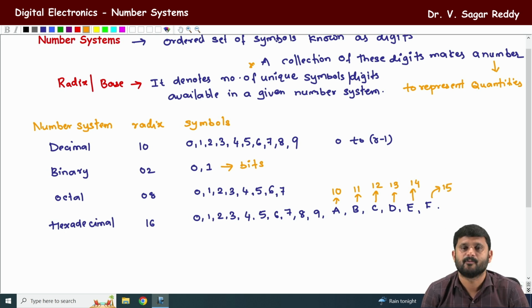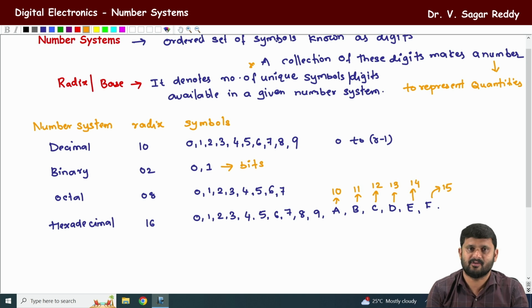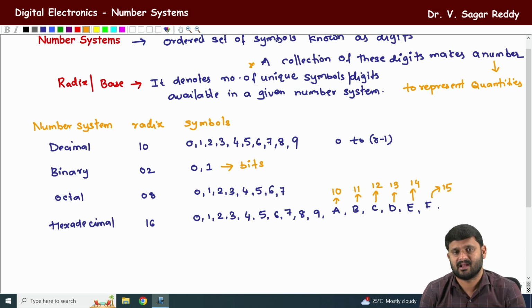So 0 to 15. In this digital electronics course, we are going to study these decimal, binary, octal and hexadecimal number systems, and also how to represent a decimal number in different number systems, and also convert from one number system to another number system.